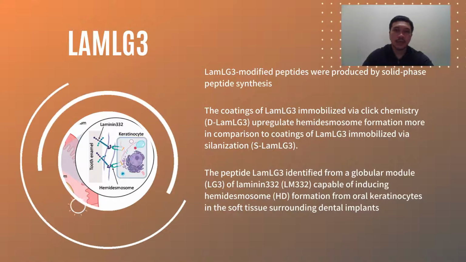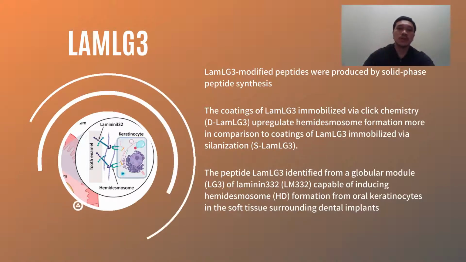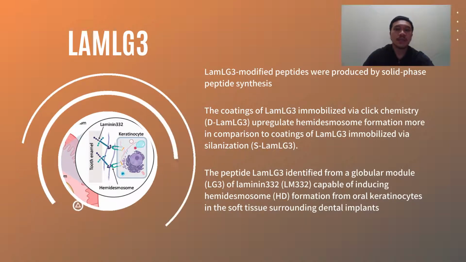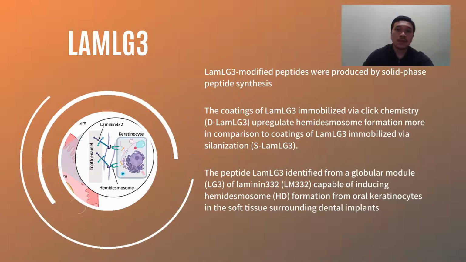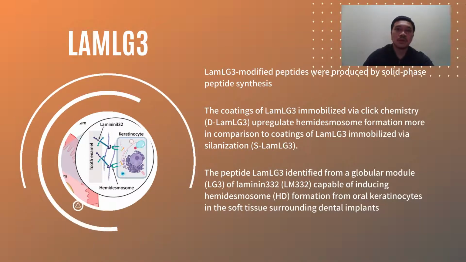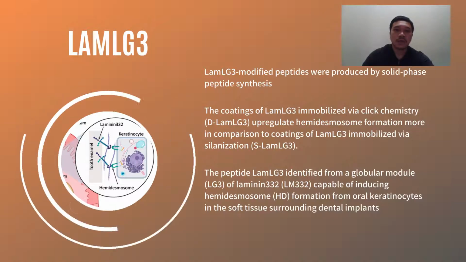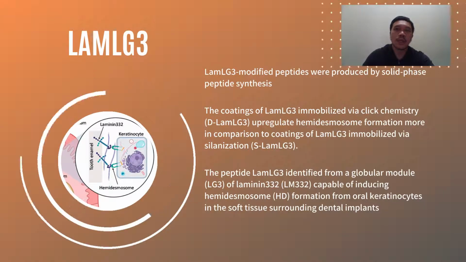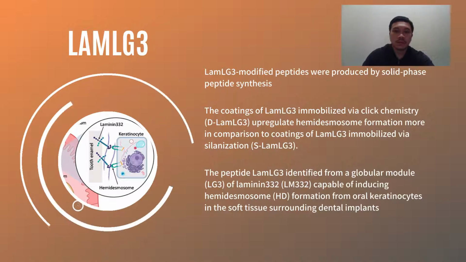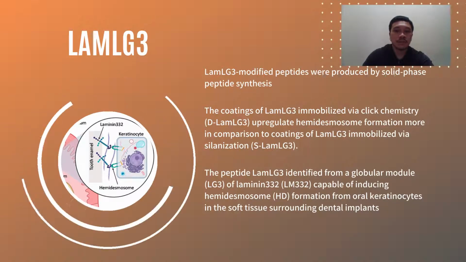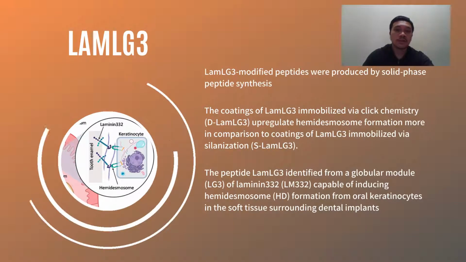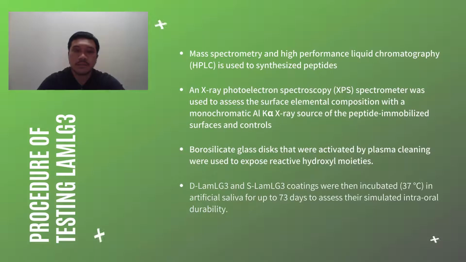LAM-LG3 is the name of the product, and in this study we used two coatings: by using click chemistry, DLAM-LG3, and silanization, SLAM-LG3. The result showed that DLAM-LG3 gave a promising result, being capable of upregulating hemidesmosome formation a little bit more than the other coating. So this LAM-LG3 is capable of inducing hemidesmosome formation for the oral keratinocytes in the soft tissue surrounding the dental implant.